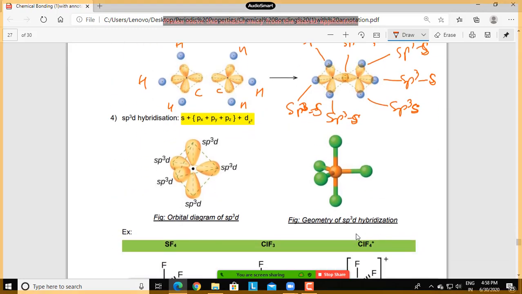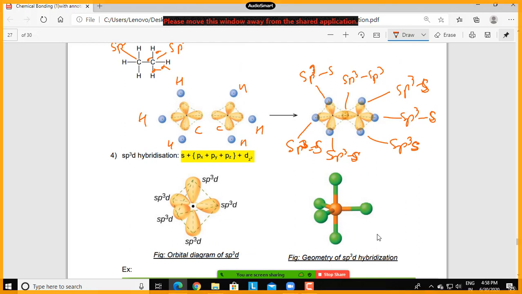Next, see sp3d hybridization. Okay, sp3d hybridization means what? It means S will mix with Px, Py, Pz plus D, and dz square will mix.